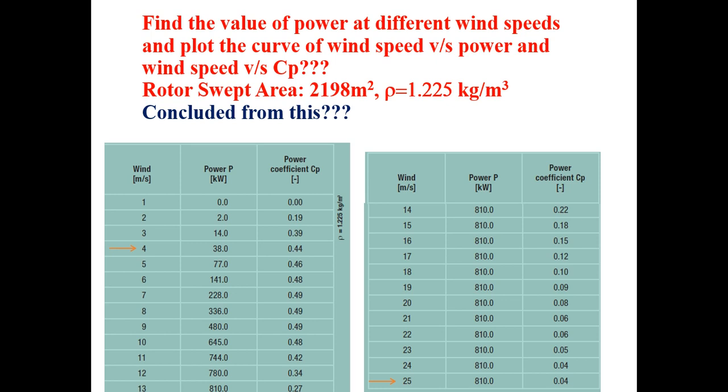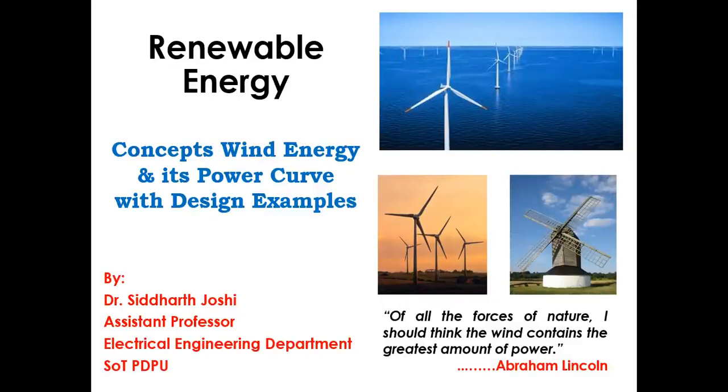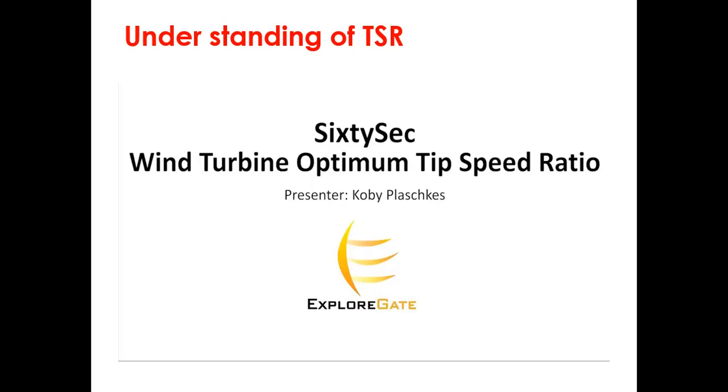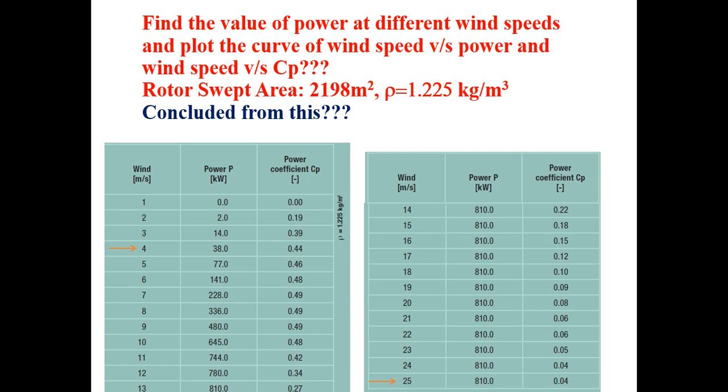The rotor swept area is given as 2198 meter square and rho is 1.225. Now before starting, how can we calculate this? We shall go with the equation of P net. We have half rho A Cp, Cp is given, and V cube. So we'll use the same equation over here. With this equation, you can find out the value of the power. Inherently, it is given in the sheet.